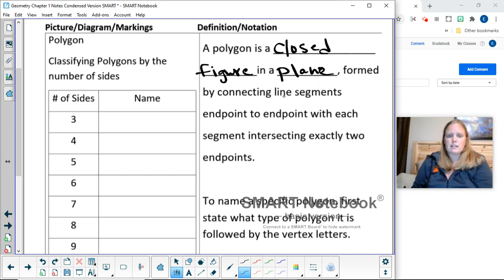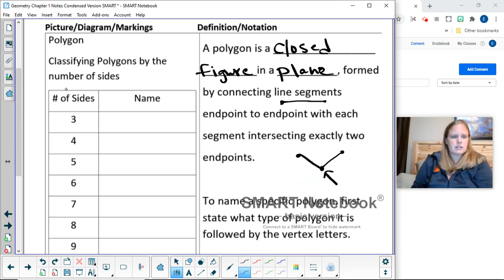They are formed by connecting line segments, which remember has a start and a stop. They're connected endpoint to endpoint, and they can only connect two endpoints together at once. So if I have one side here of a polygon, I'm going to connect it to another side, and you can see here that there's only two segments coming into that endpoint. We can't have more than that. That would not make a polygon.